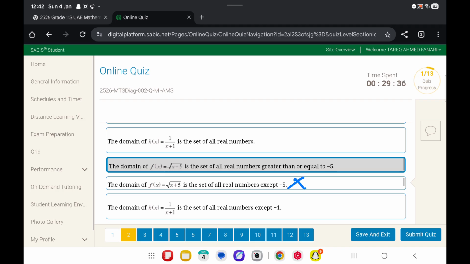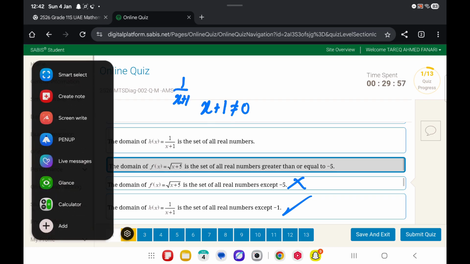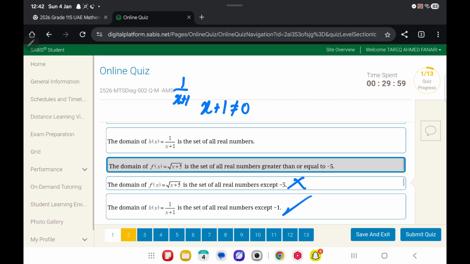Now, the domain of h of x equals 1 over x plus 1 is the set of all real numbers except -1. As I explained in this one, this is the exact same h of x, 1 over x plus 1. X plus 1 cannot be 0, because if I make it 0, then I'm dividing by 0, and 1 over 0 is undefined. I'll do it on the calculator: 1 over 0, math error. You can't divide by 0.